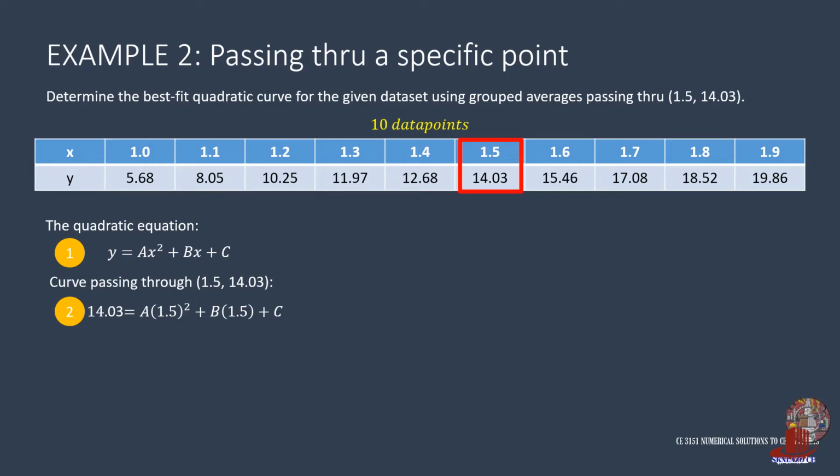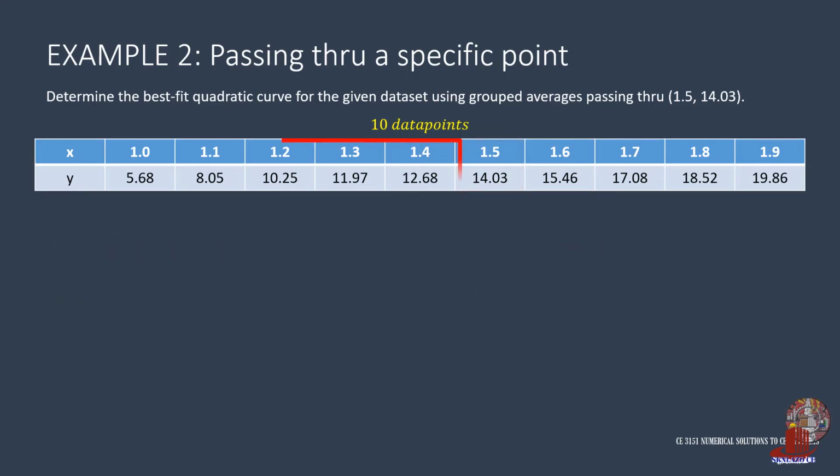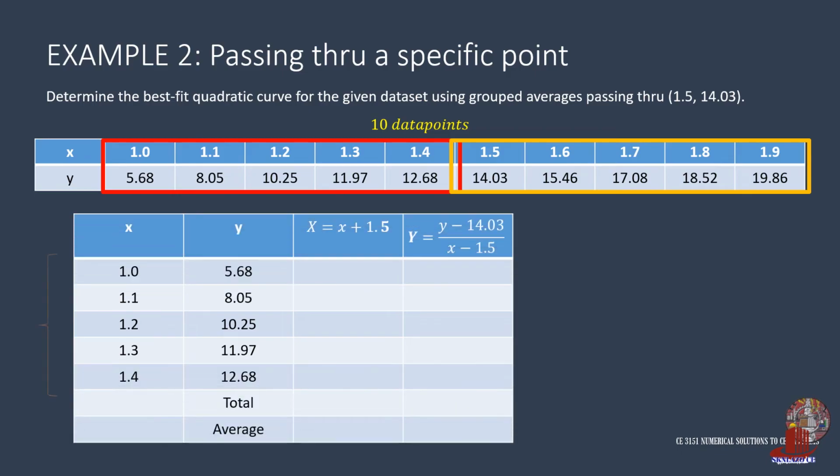Even without deriving, generate the expressions for both capital X and Y, where capital X is taken as x plus 1.5 and capital Y is y minus 14.03 all over x minus 1.5. Create the two groups for the method. The first group contains x as 1 to x as 1.4.